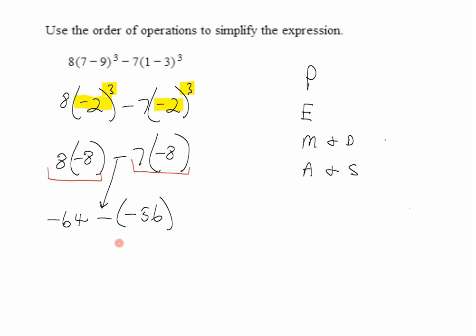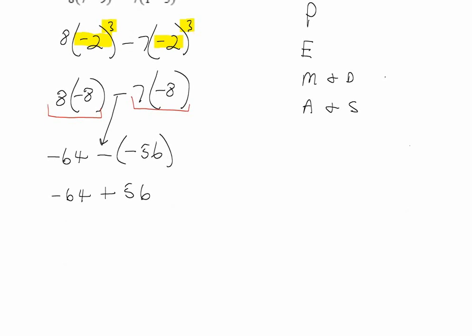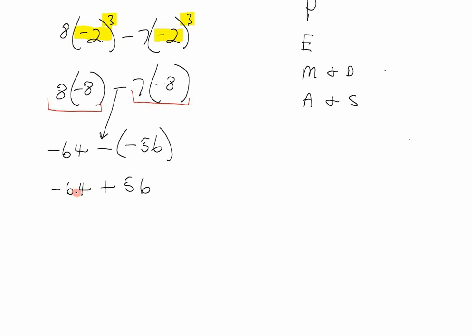All right, now we have minus a negative, and so we want to change this subtraction to addition of the opposite. So it's going to be negative 64 plus 56. So instead of subtracting a negative, we're adding a positive. And now we're going to add these two numbers together, and they have different signs. One's negative and one's positive. So we're going to end up subtracting.